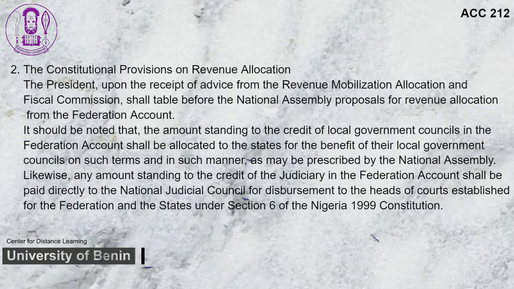It should be noted that the amount standing to the credit of local government councils in the Federation account shall be allocated to the states for the benefit of their local government councils on such terms and in such manner, as may be prescribed by the National Assembly.